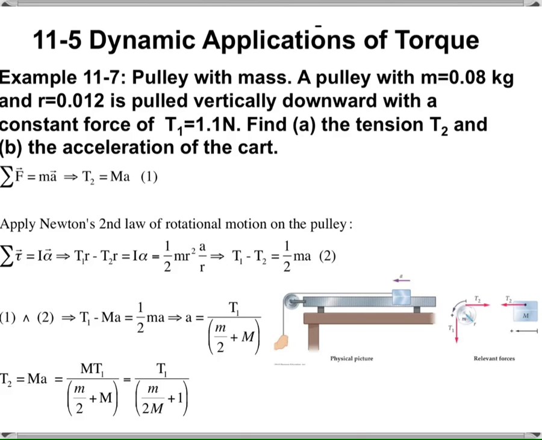So we already expressed T2 and a in terms of T1, and T1 is already given in the problem, so you can calculate numerically as long as you are provided the masses. Let me give a break at this point, a short break, okay, 5 minutes, and then I will continue.